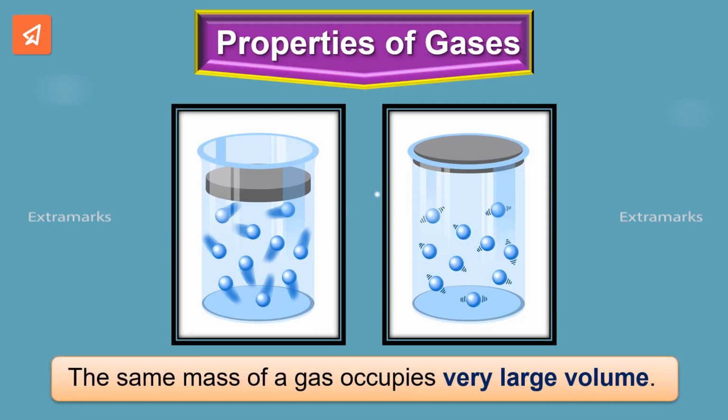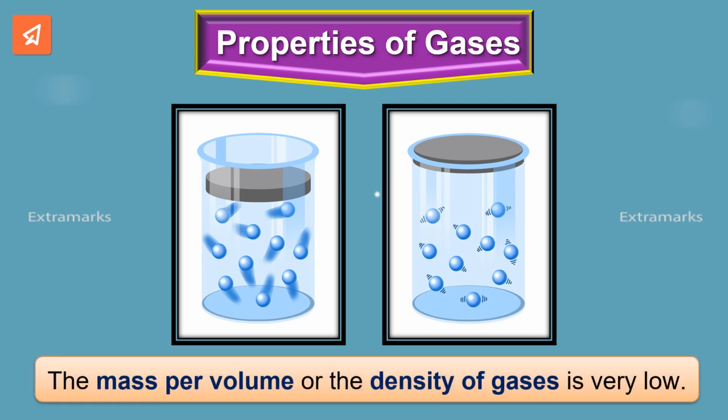The fact that gas particles are widely separated means the same mass of a gas occupies a very large volume. Thus, the mass per volume, or the density, of gases is very low.